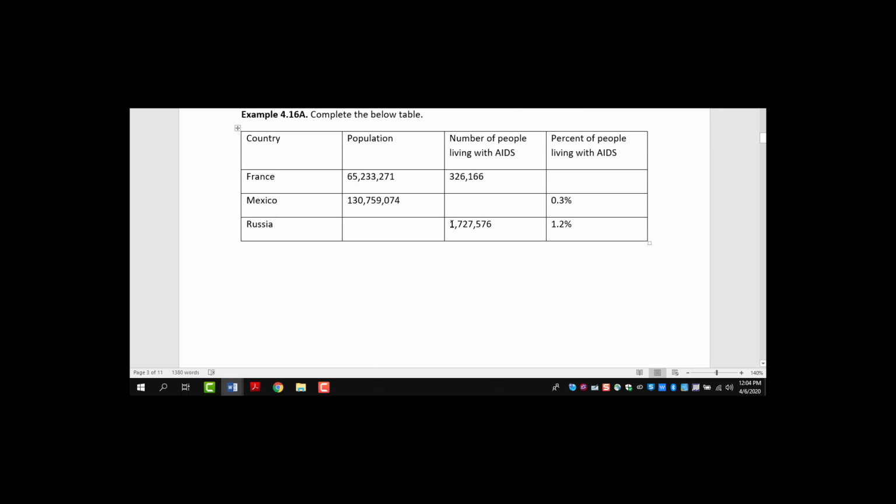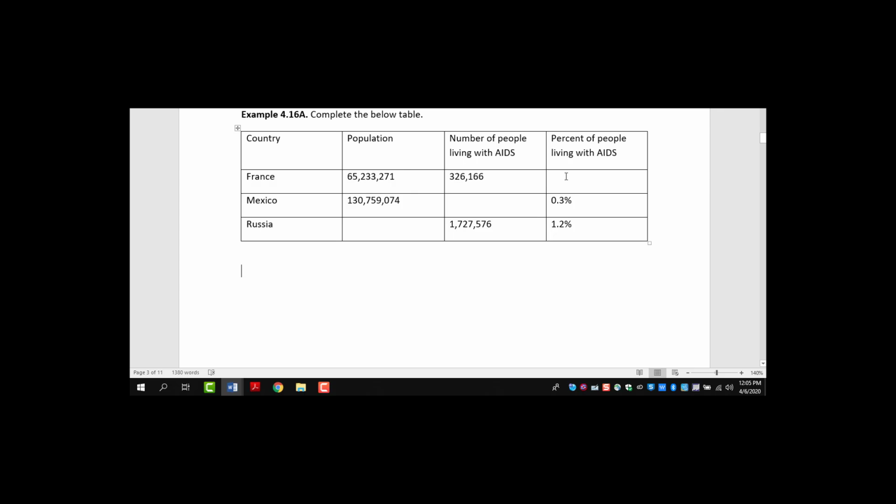So this one we're going to do, it's basically the same idea. We're going to find the percent of people living with AIDS in France, the number of people living with AIDS in Mexico, and the population of Russia based on this data. So for France, pause this anytime and think about what I'm going to do, and then I'm going to put it up there.